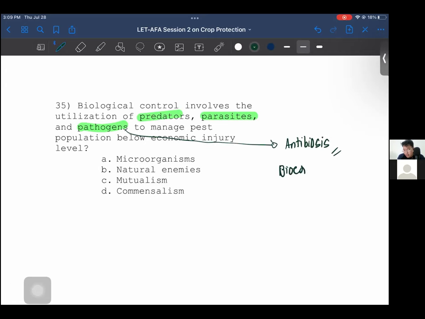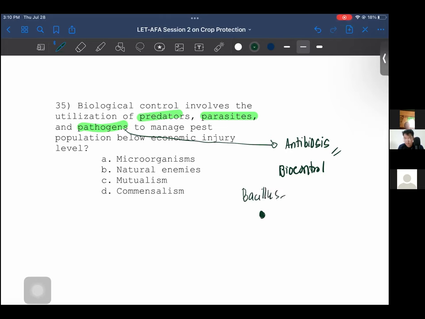This is when an organism inhibits or stops the growth of another organism. So this actually happens between some fungi and a bacteria. For example, Bacillus. We have a research proposal that was submitted to the Department of Science and Technology last 2020. The topic is about biocontrol. We will use a bacteria, which is Bacillus species, to control the growth of Cercospora. If you remember, earlier we had an item that mentioned Cercospora.